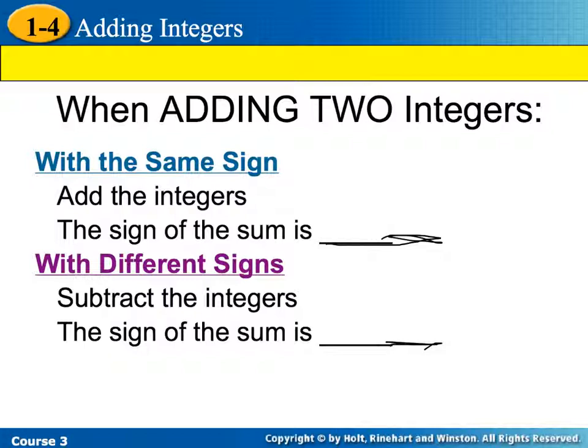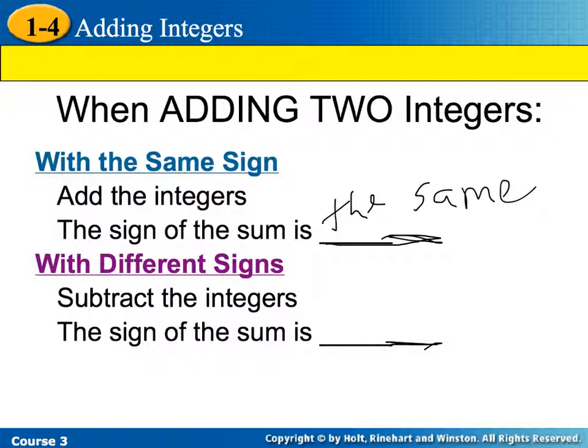Alright, welcome back. So it says when adding two integers, we're adding two integers with the same sign. That's very key. With the same sign, we are going to add the integers and the sign of the sum is the same. So the sign of the answer to this addition problem, the sign of the sum, is the same.